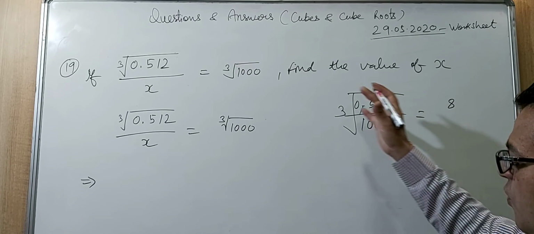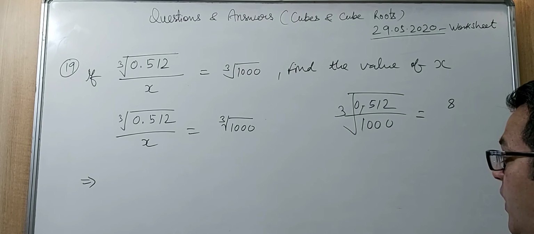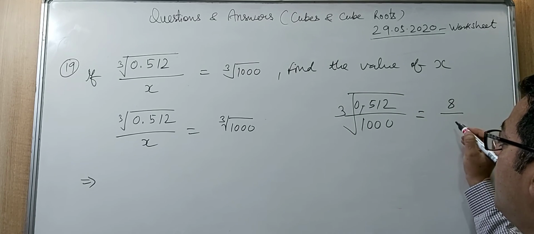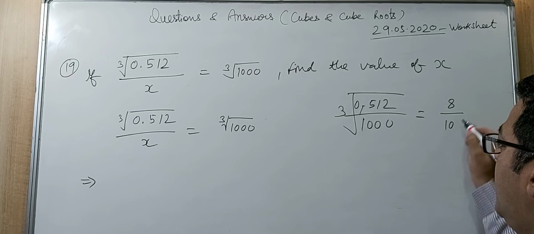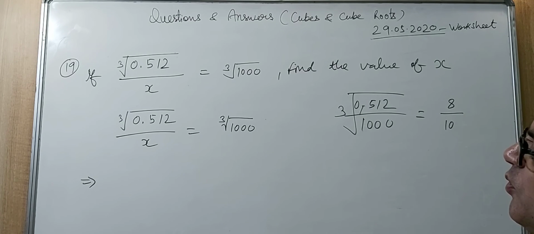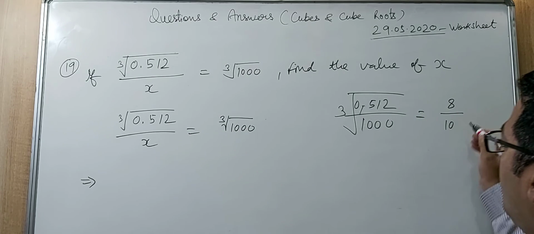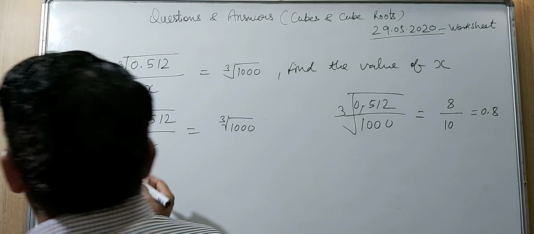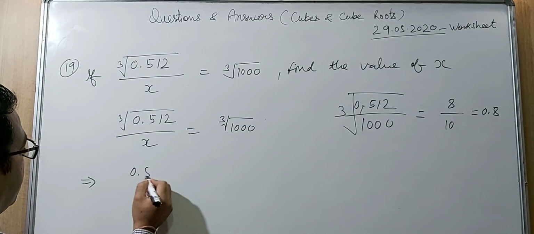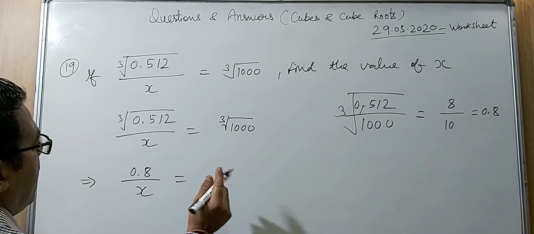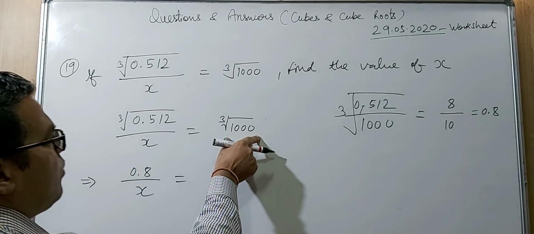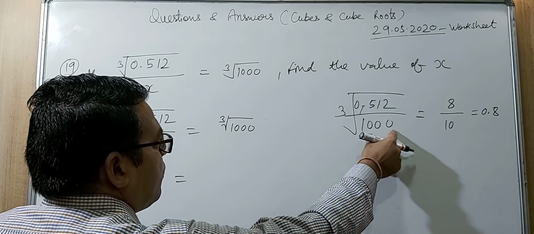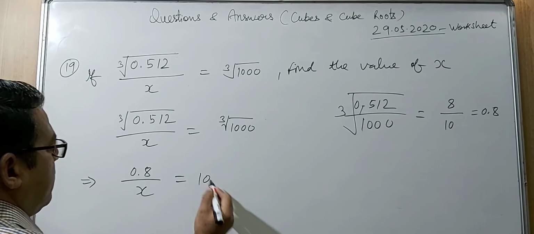If you don't know, you can use any method to find it. Now the cube root of 1000, right? So 8 upon 10 we have here. The cube root of this one is 8 upon 10, or we can write it as 0.8. So instead of this one, we can write here 0.8 after solving. And easily we know that the cube root of 1000 is 10.